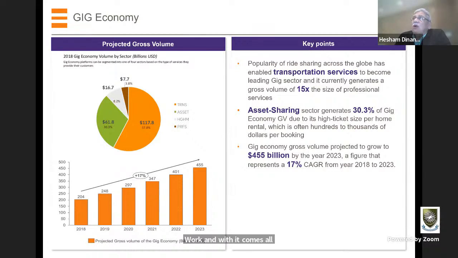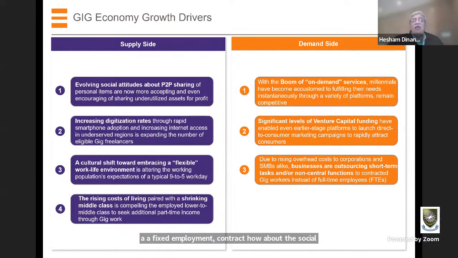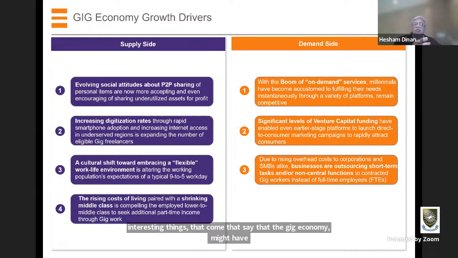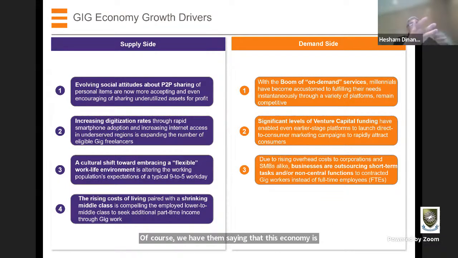Things like how about health insurance if I don't have a fixed employment contract? How about the social security payments and retirement? There are all kinds of interesting things that the gig economy might bring. Of course, we have to understand that these economies interchange because of the case, for example, of Uber. Uber is a sharing economy from the asset perspective, but it's a gig economy for the people that work on the Uber cars.